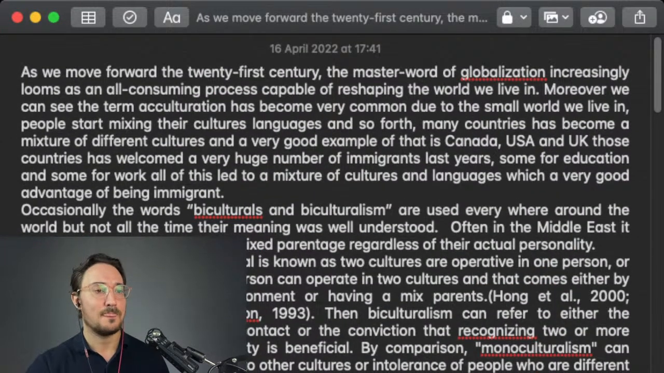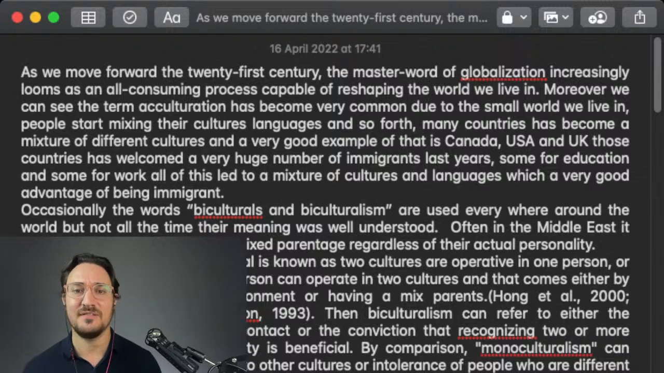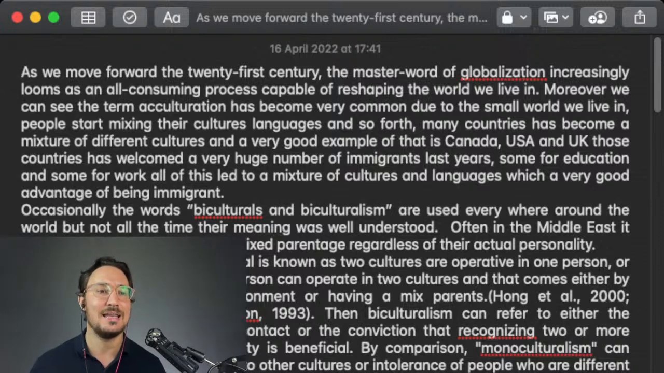Okay, so it says, as we move forward the 21st century, the master word of globalization increasingly looms as an all-consuming process capable of reshaping the world we live in. Okay.